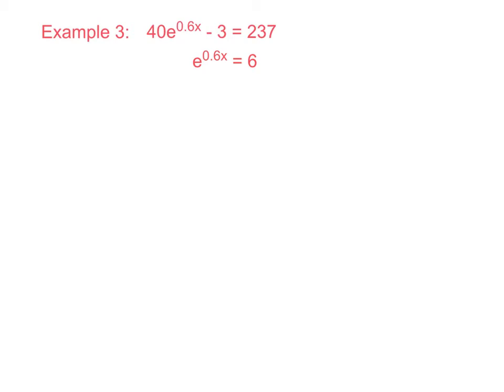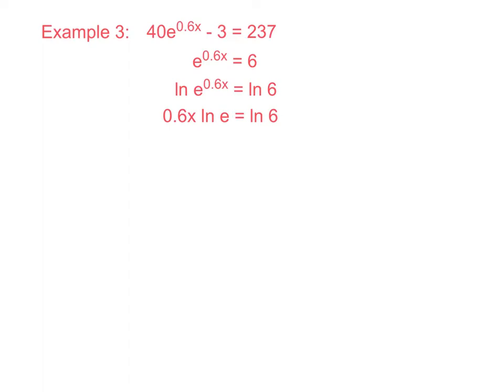Now, at this point, we can treat it like the previous example and take the log of both sides. Notice we've got e to a power. That e is not a variable, that's a constant, 2.718. Since I've got e to a power, I'm going to take the natural log of both sides rather than the common log. I could do either, but I think the natural log might be just a little bit easier. So now I have the natural log of e to the 0.6x is equal to the natural log of 6. Again, I'm going to use the power rule and move the 0.6x exponent out.